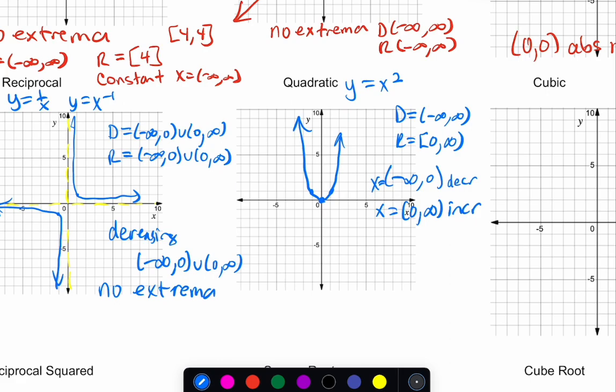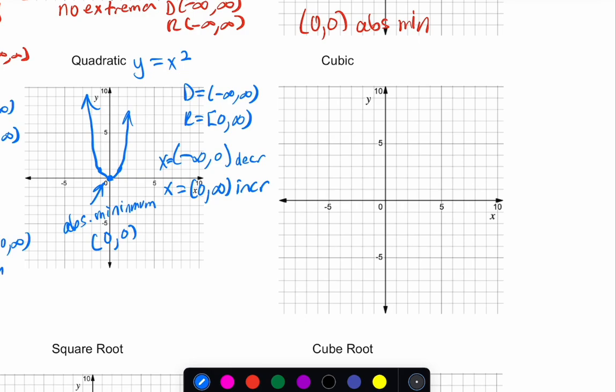This is one that does have an extrema. This point right here is an absolute minimum at 0, 0. Any parabola that's facing upward will always have an absolute min. If you flip your parabola over, it will have an absolute max. Let's see if I've forgotten anything. Increasing, decreasing, domain and range, and extrema. So that's your quadratic.